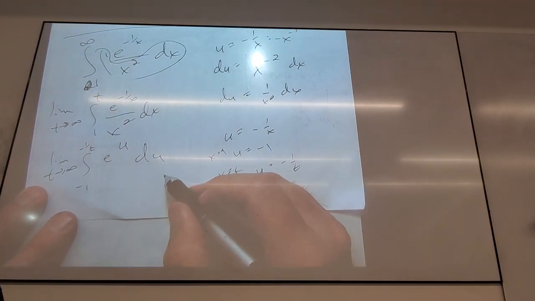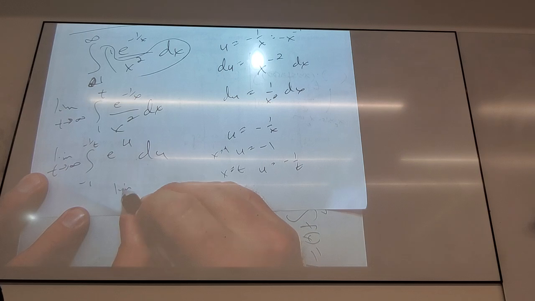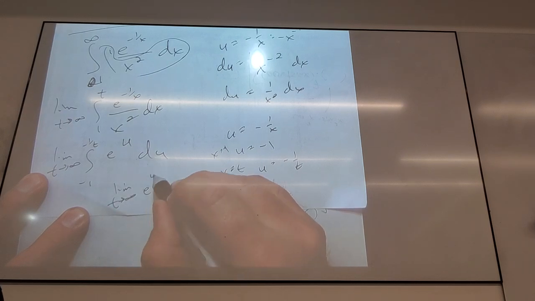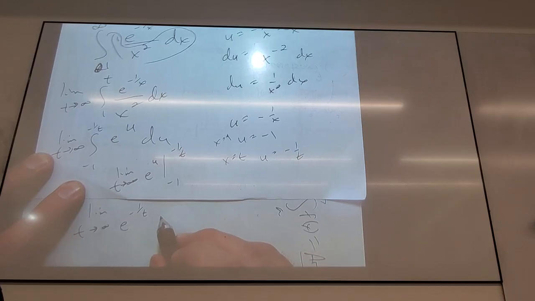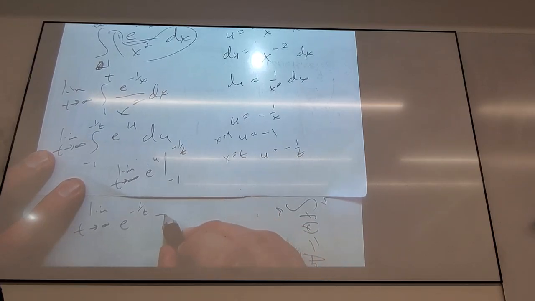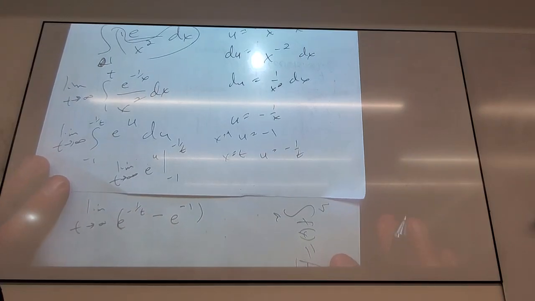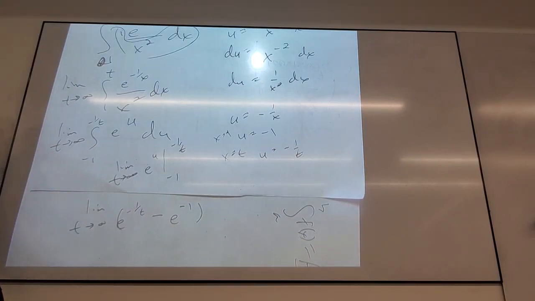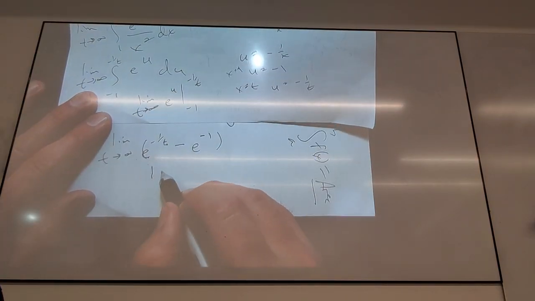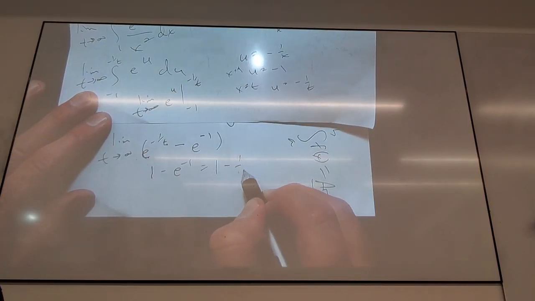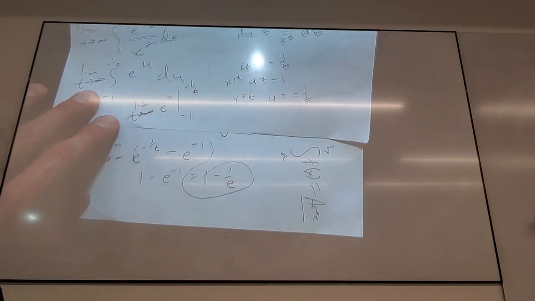What's the integral here? Yeah. And then I got to plug in negative 1 and negative 1 over t, yes? So I get the limit, when t goes to infinity, of e to the negative 1 over t, minus e to the negative 1. Is that cool? Now what did we just say? As t goes to infinity, what does 1 over t do? Go to 0. So what's e to the 0? 1. So I get 1 minus e to the negative 1, or 1 minus 1 over e, and then you can make an LCD if you want to, but I'm not going to.